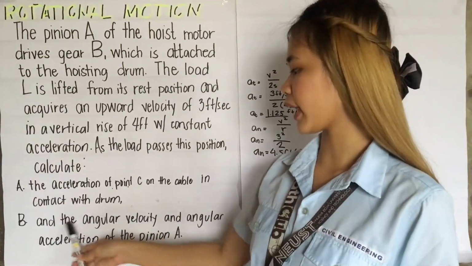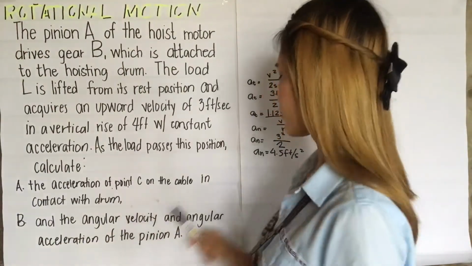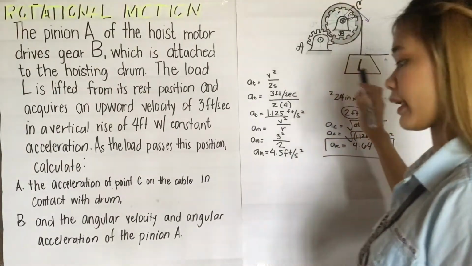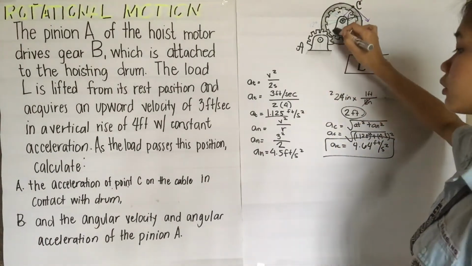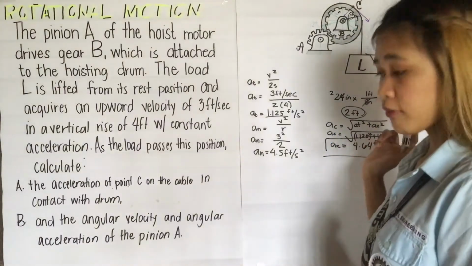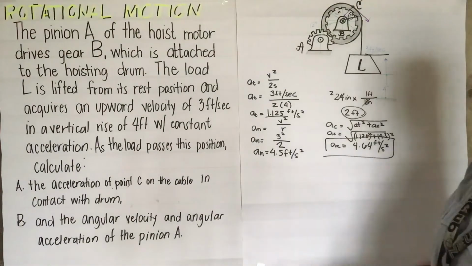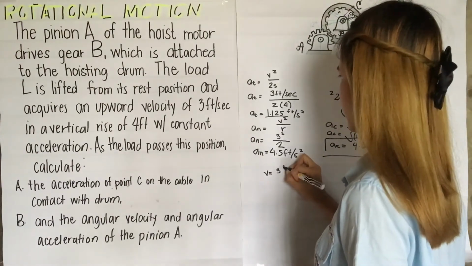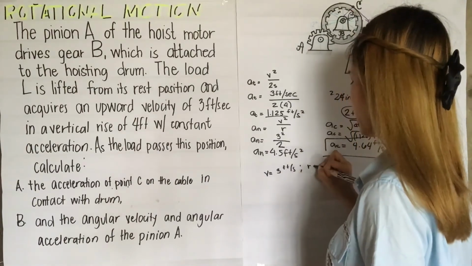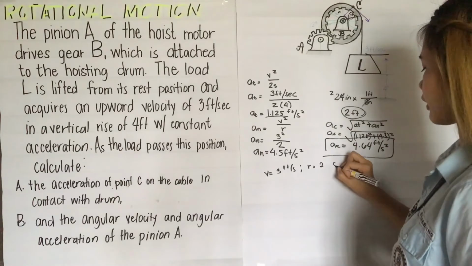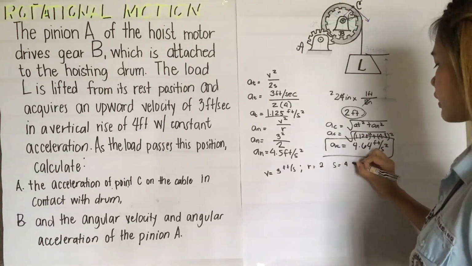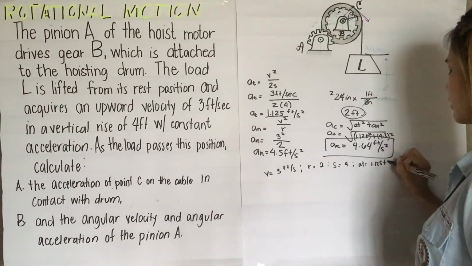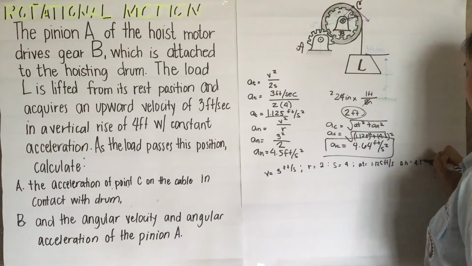For letter B, the angular velocity and the angular acceleration of the pinion A. Here we will get the angular velocity and angular acceleration of pinion A. But first, we need to get the angular velocity and angular acceleration at pinion B. We have V equals 3 feet per second, R equals 2, and S equals 4. We also have A_T of 1.125 feet per second squared and A_N of 4.5 feet per second squared.